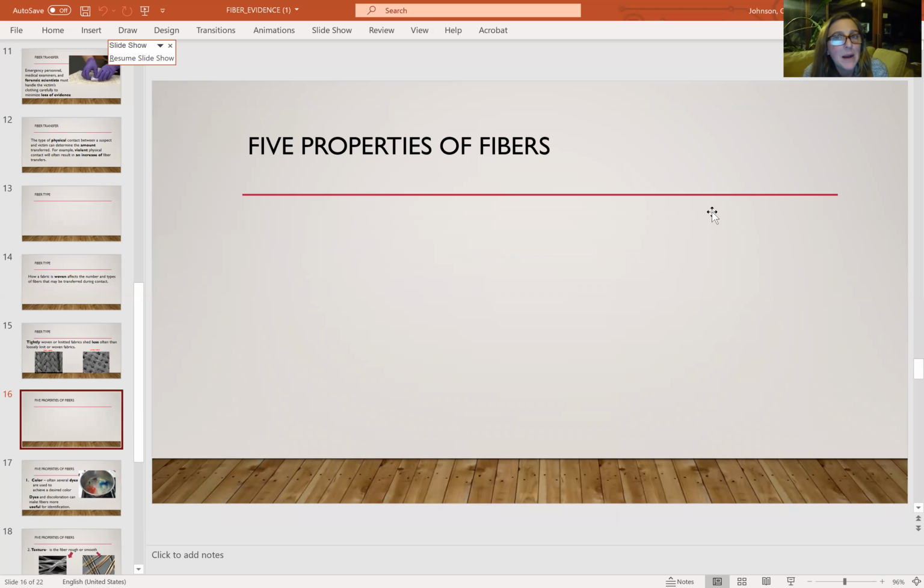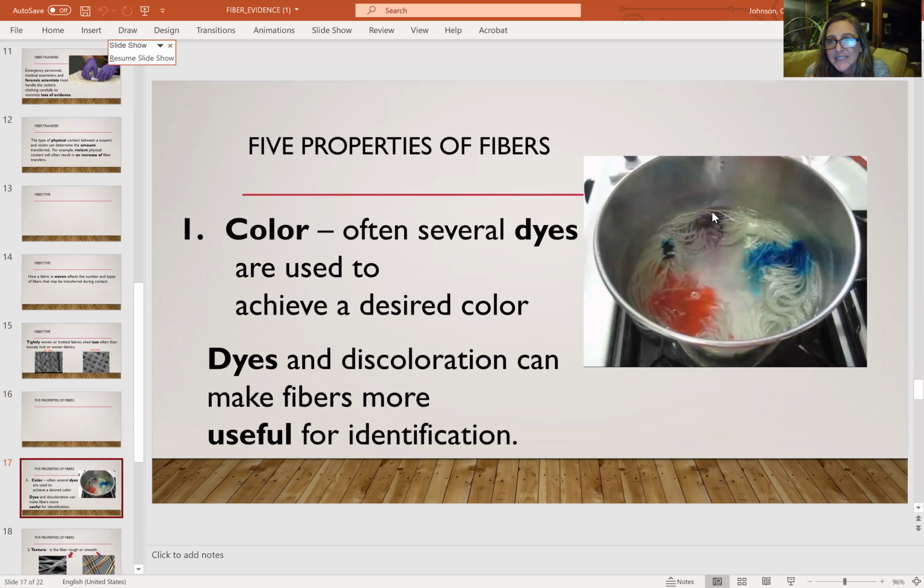We got 5 properties of fabrics that we're going to take a look at. And the first is the color. Now, when we say that something is the color red, well, there are hundreds of shades of red. And the way that they get those different shades of red is by mixing in maybe a little bit of blue, a little bit of green, a little more yellow, which would give it more of an orangey color. Or if they add the blue, you're going to get a little more of a purple tint to it.